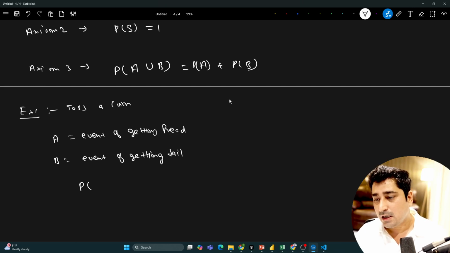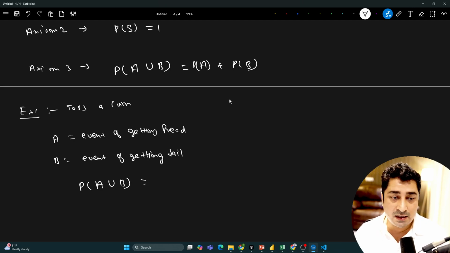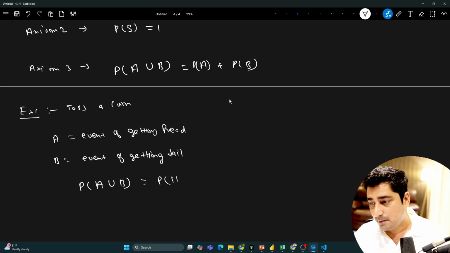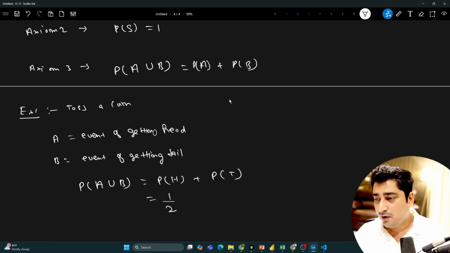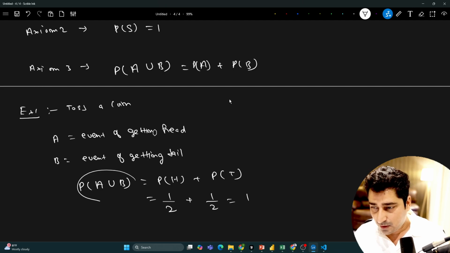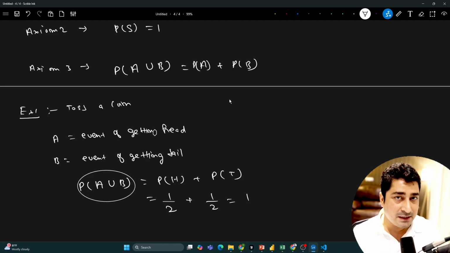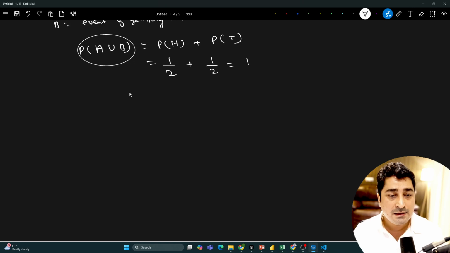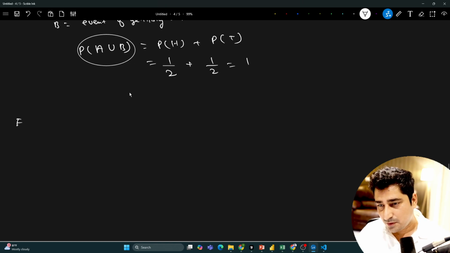So what is the probability of a tail and a head together? It's nothing but probability of head plus probability of tail. We know that probability of head is 1 by 2, probability of tail is 1 by 2, so it's technically going to be 1. So this is the total probability where event A and event B are mutually exclusive events, or disjoint events, that I am talking about.